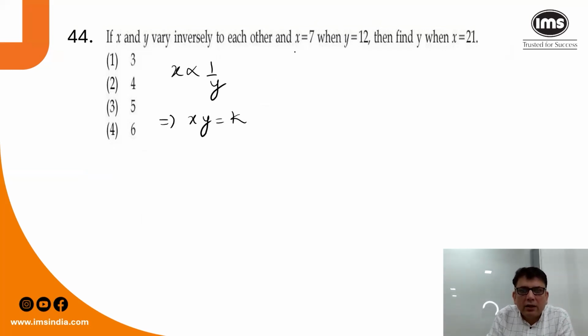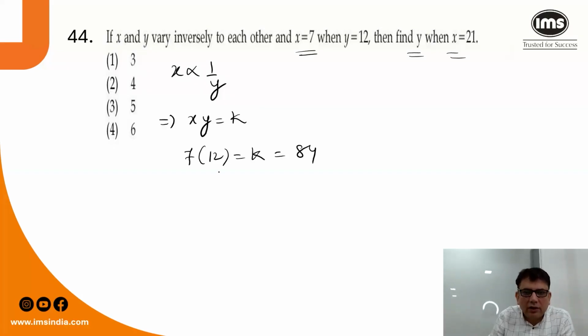And x is 7, y is 12. So what will be k? K will be 12 sevens are 84. Find y when x is 21. This is the relation. Find y.